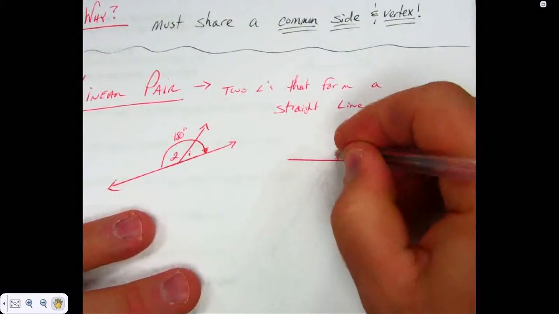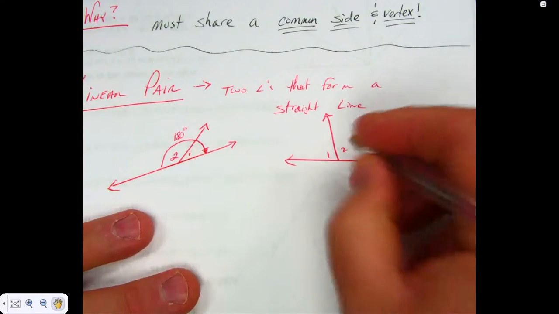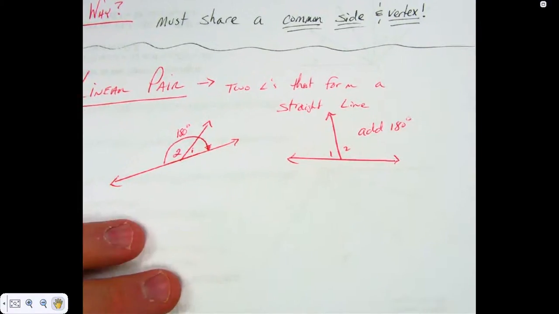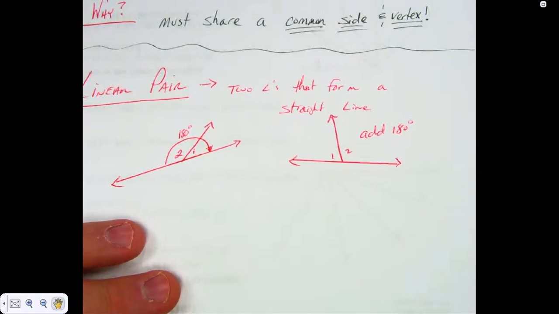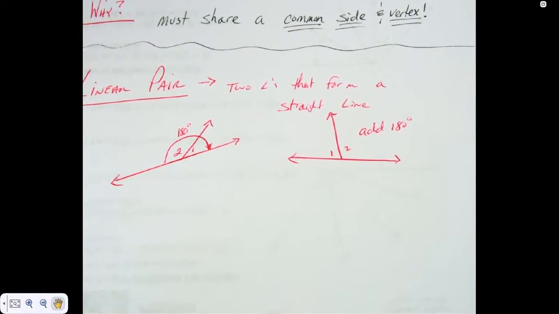If I was to draw another ray right there, what do you think angle 1 and angle 2 add to? They add to what? 180 degrees. That's an easy concept, isn't it? Everyone needs to look up here. Don't work on the assignment.